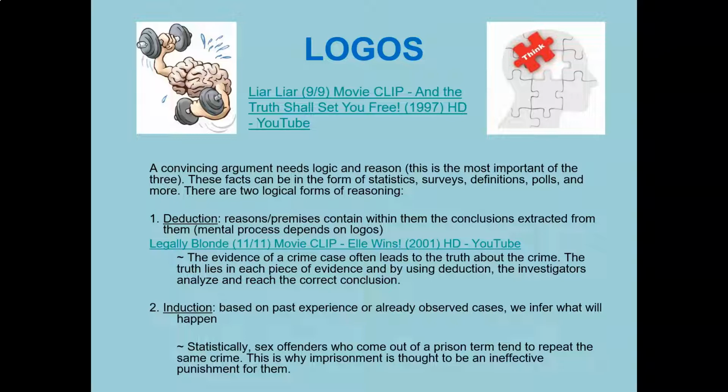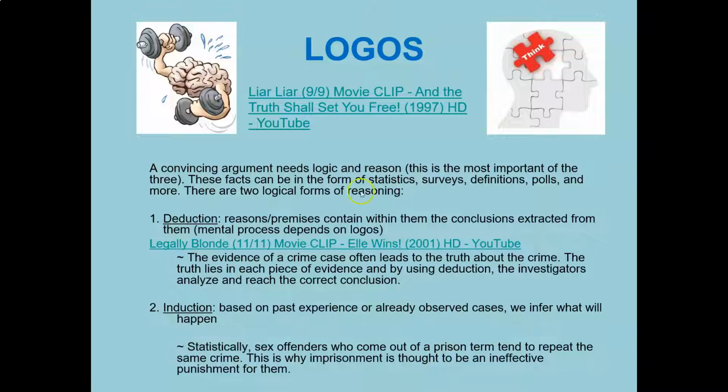You have to come prepared with the facts if you want to win an argument. So I put over here some of the most common types of logos. It could be statistics, surveys, definitions, polls, anything that requires technical reasoning would be deemed as logos. I also think it's a good opportunity to just very briefly mention two types of logos, which we are going to go over when we talk about chapter 7.